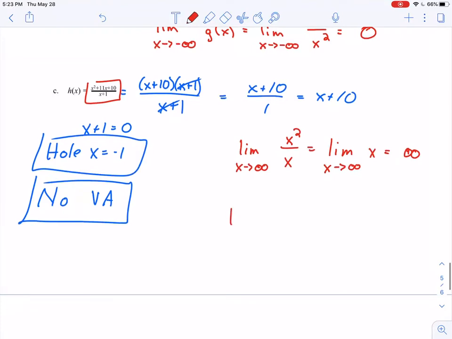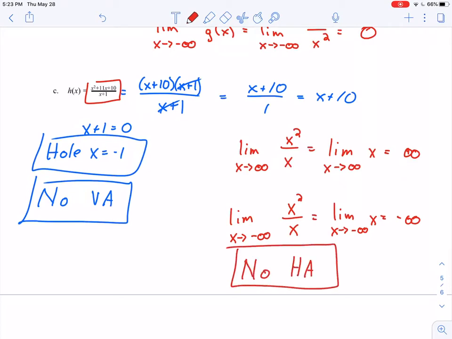But maybe we'll check the left-hand end behavior just to be safe. The limit as x approaches negative infinity. Here I have x squared over x. Again, this is the limit as x approaches negative infinity of x. Well, here x approaches negative infinity. So again, I did not end up with a finite value on either side, for the left or the right end behavior. So what that means for me is that I have no horizontal asymptotes here in this case. So in this case, there are no vertical asymptotes and there are no horizontal asymptotes.